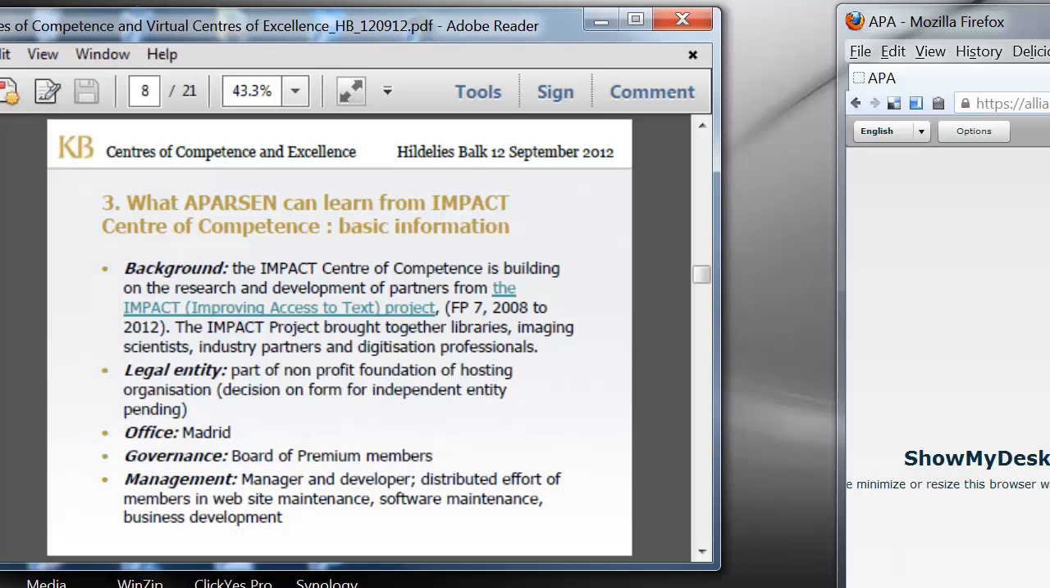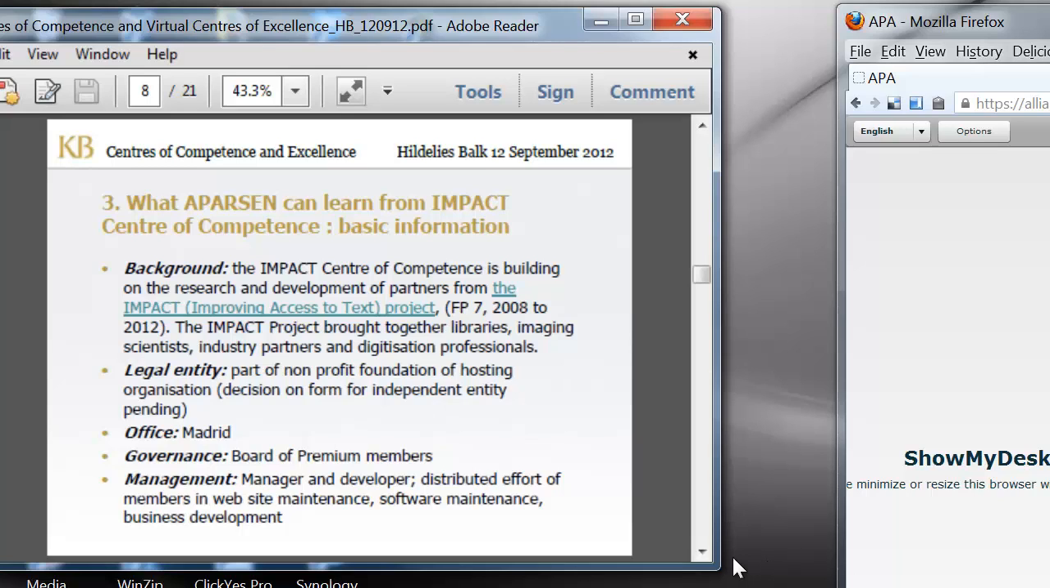The offices are in Madrid, but actually the work is carried out mostly in Alicante, at the University of Alicante. We have a board of premium members, so that means people who pay, as a public organization 6,000 euros or as a company 10,000 euros, automatically become part of the board of premium members. So actually you pay for having a big say. And we also have normal members that are heard in more general forums. But as a premium member, you're automatically part of the board.